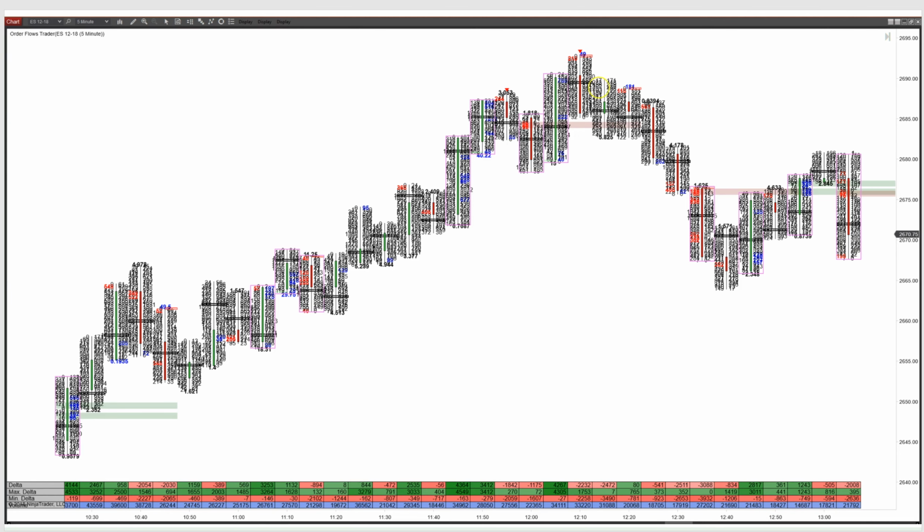So you look for the pullback. Right here, you get a pullback. Here, you get a pullback beyond. Here, you get a pullback. Well, this one opens above, then trades down. But if you got a red candle, you should be looking for a pullback up.